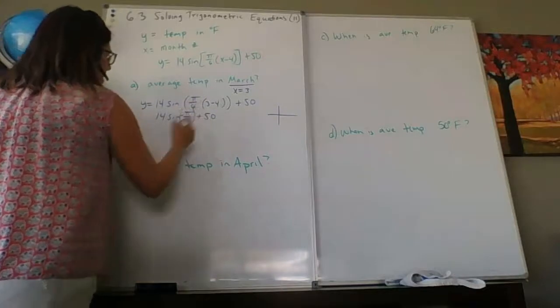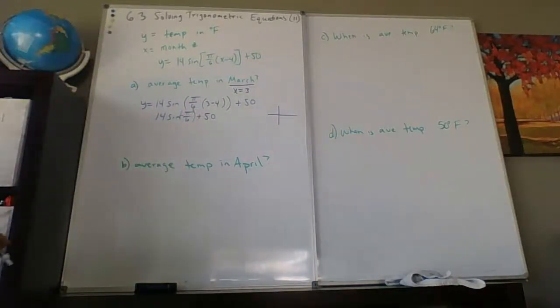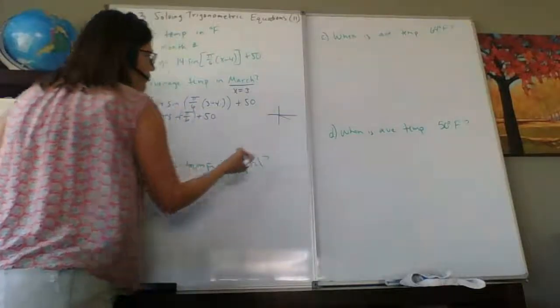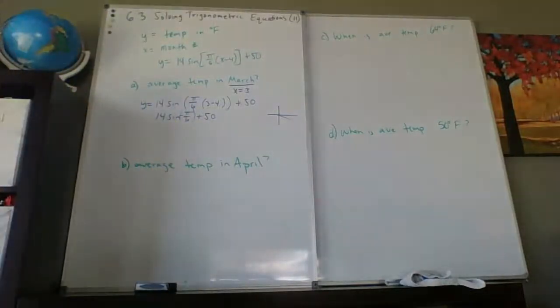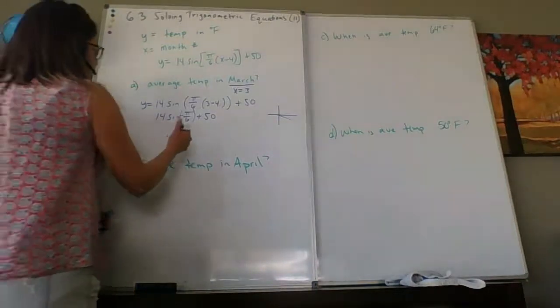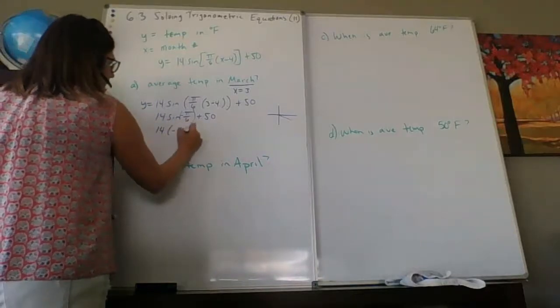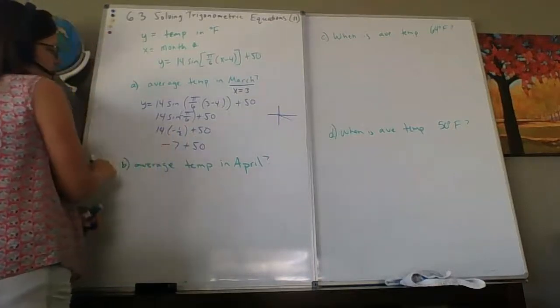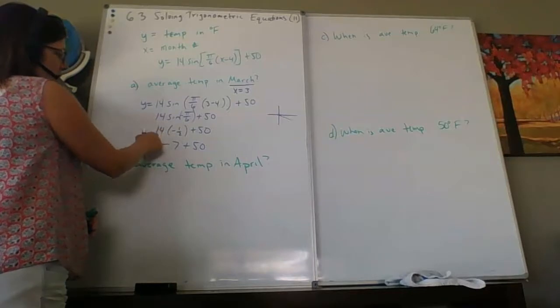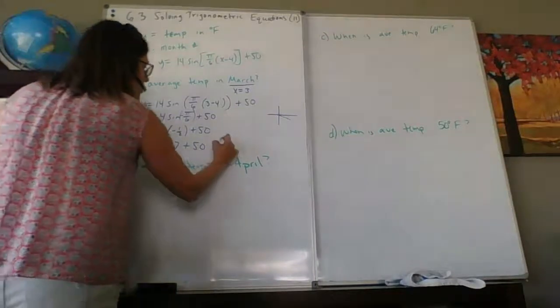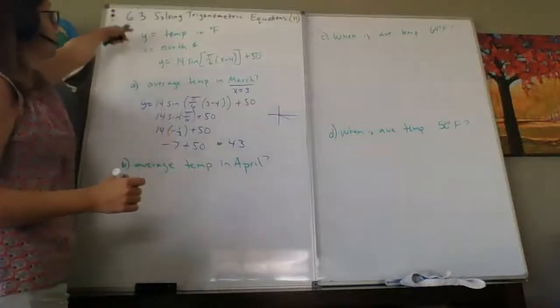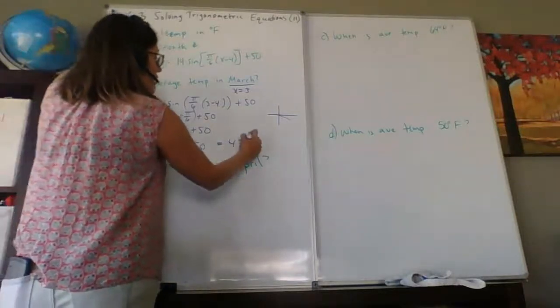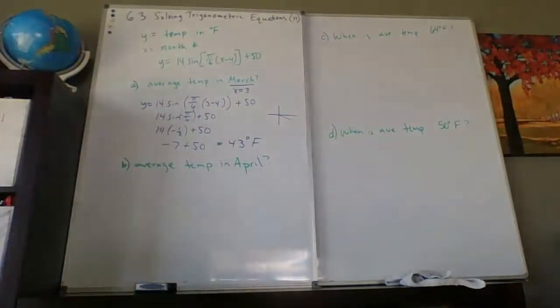So we need to calculate what is sine of negative pi over 6. So that will be in quadrant 4, and the reference angle is 30 degrees, so sine of negative pi over 6 is negative 1/2. So we get 14 times negative 1/2 plus 50, or negative 7 plus 50, because half of 14 is 7, and a negative times a positive gives us that negative. So we get 43, and remember, Y is our temperature in Fahrenheit, so we get 43 degrees Fahrenheit. This would be a great time to push pause and try B on your own.